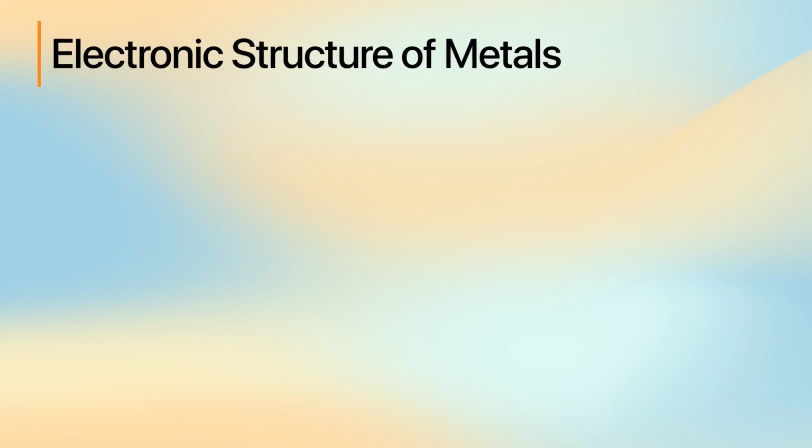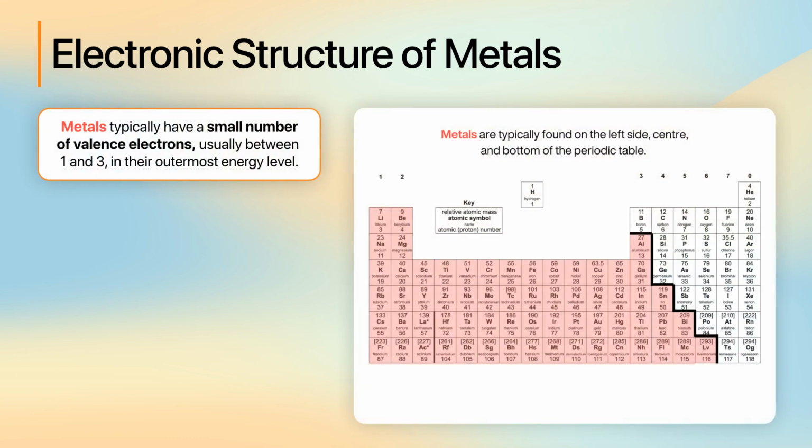To understand how the atomic structure of metals and nonmetals relates to their positions in the periodic table, we need to focus on electron configurations and chemical reactivity. First, let's consider metals. Metals are located on the left side and in the central part of the periodic table. If we look at their electron configurations, we notice that metals typically have a small number of valence electrons, usually between 1 and 3, in their outermost energy level.